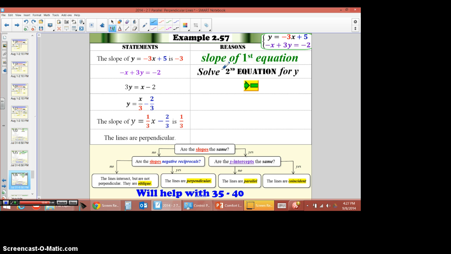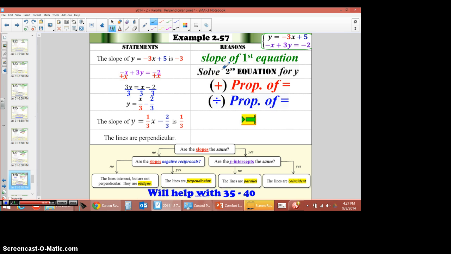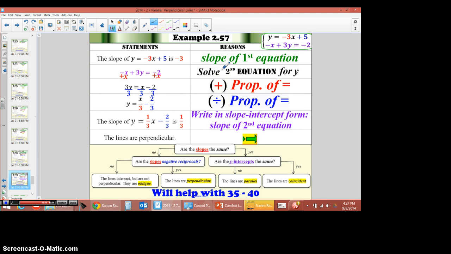So I add x over. I'm going to solve for y. I add x over, I divide by 3, and I end up with y equals 1/3 x minus 2/3. I write it in that format. So I notice now that my coefficient for the x is 1/3.